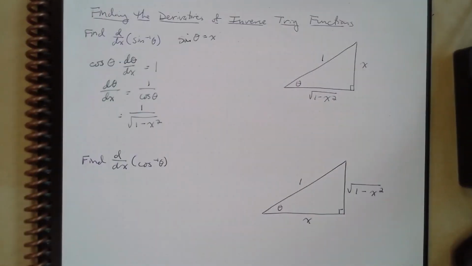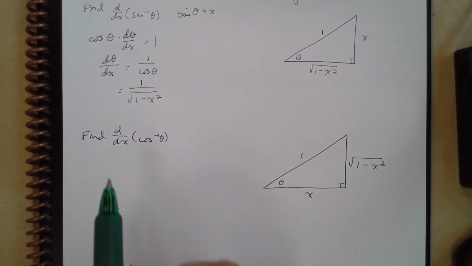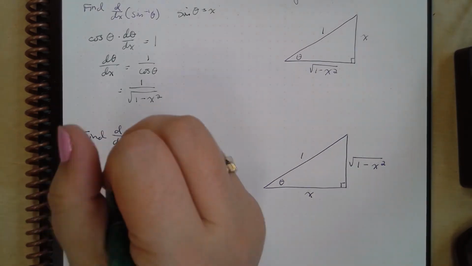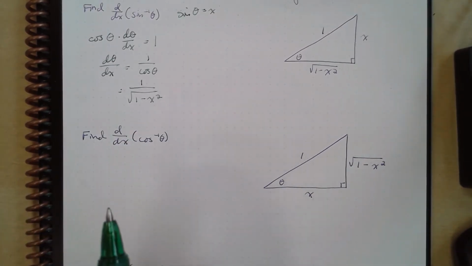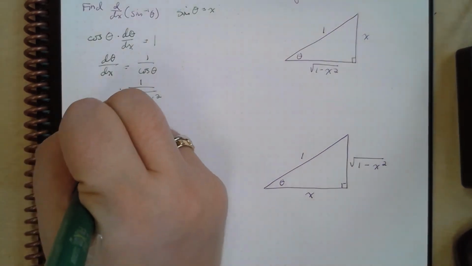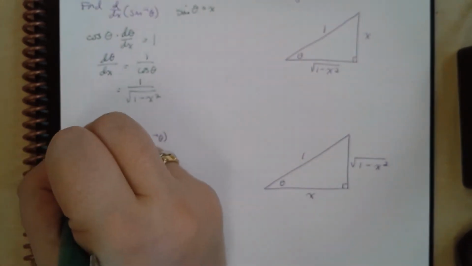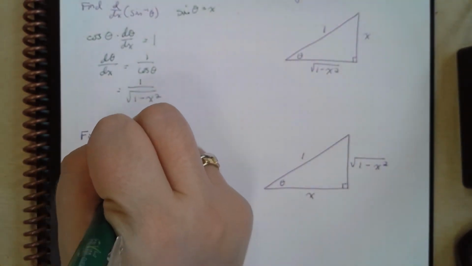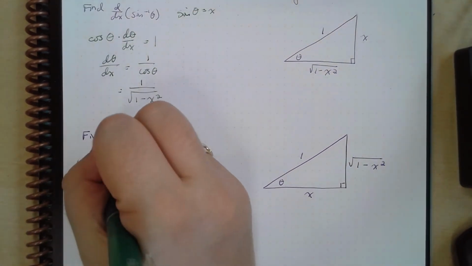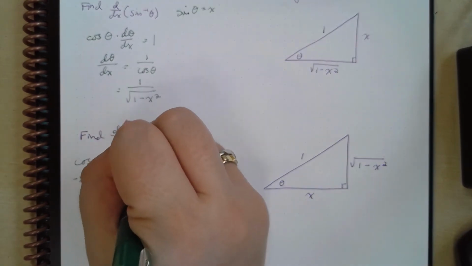Now I'm going to show you how to derive cosine inverse. So here again, you see we have our triangle. We want to find d over dx of cosine inverse of x. So cosine of theta is equal to x. I'm going to take the derivative of both sides. So I get negative sine of theta is equal to 1. That's true, but I forgot something. I forgot my d theta over dx.